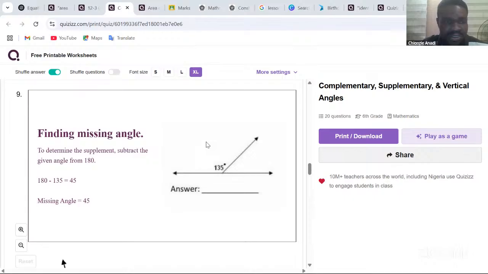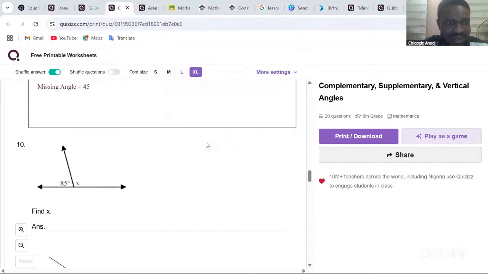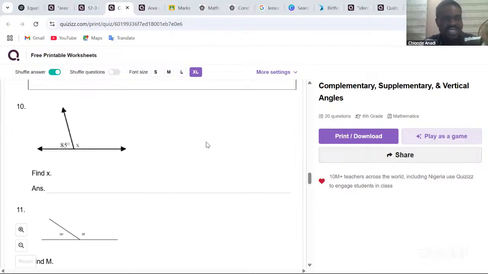Okay, very good. So look at question 10 now. What is the value of x? Tell me the value of x. 37. That is not correct. The value of x cannot be 37. Remember, supplementary angles add up to 180. So what's your answer, Chimamanda?